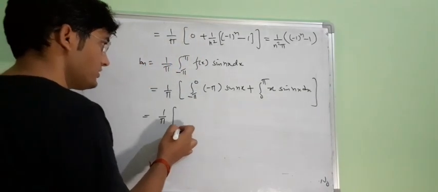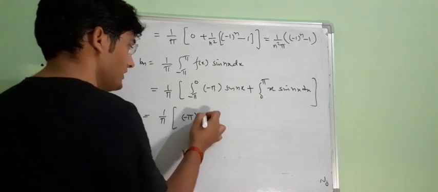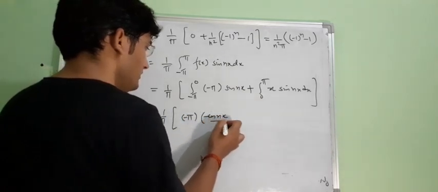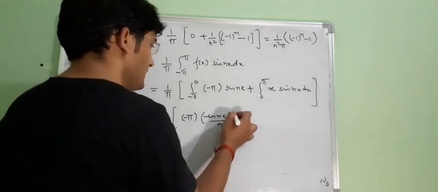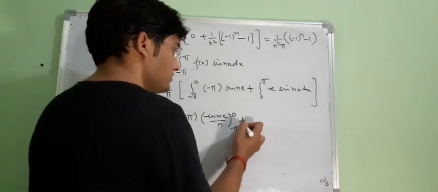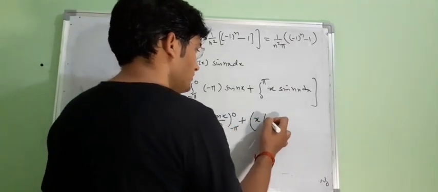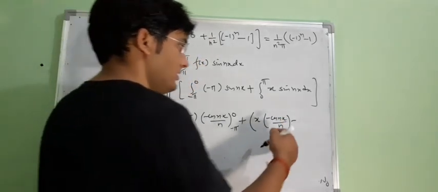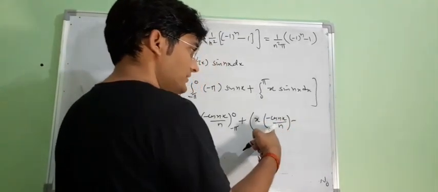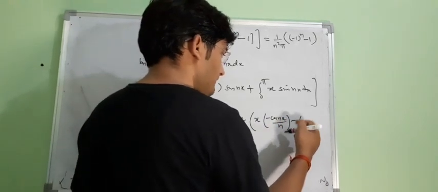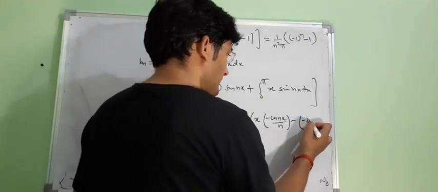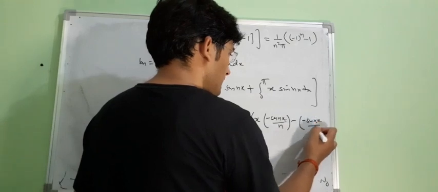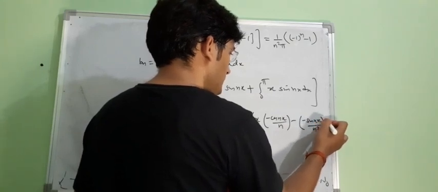Now let us integrate this term. This will be a minus pi. Integration of sin nx will be minus cos nx upon n, with limits from minus pi to 0. Now here we can use the Bernoulli rule. This will be x into the integration of sin nx, then minus, and again minus sin nx upon n square, with the limits from 0 to pi.